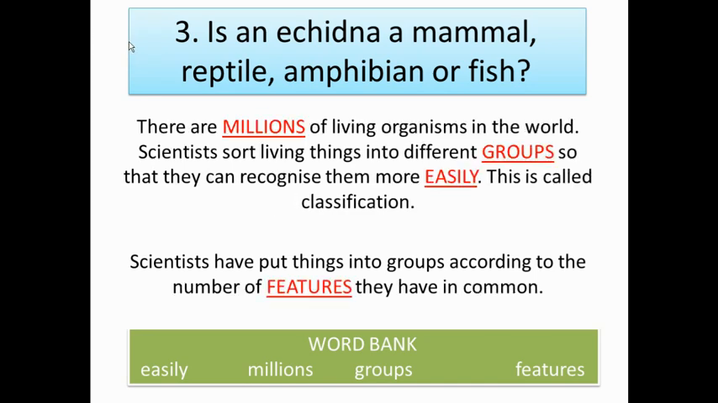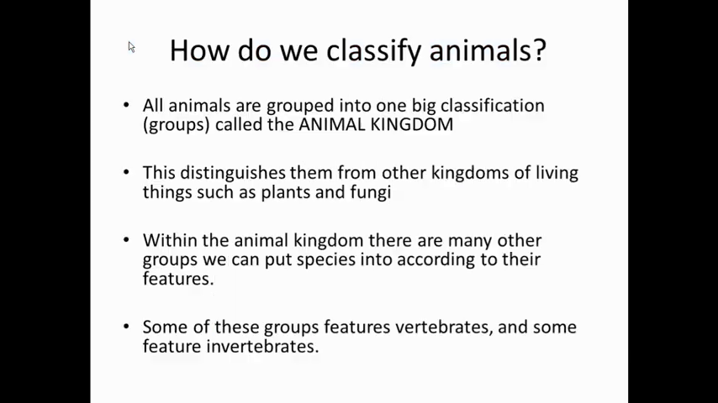Okay, so let's talk through this. What you should have had is there are millions of living organisms in the world. Scientists sort living things into different groups so that they can recognize them more easily. This is called classification. So this process of putting things into groups is called classification. Scientists have put things into groups according to the number of features they have in common. So think about big cats, for example. They've got lots and lots of things in common, which is why they all go into one group.